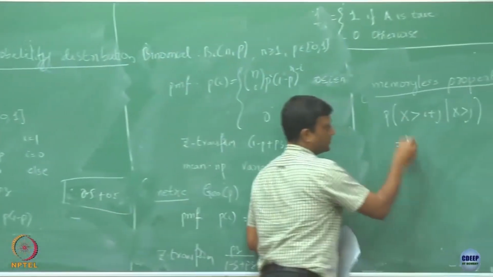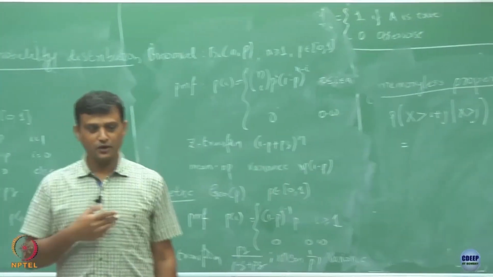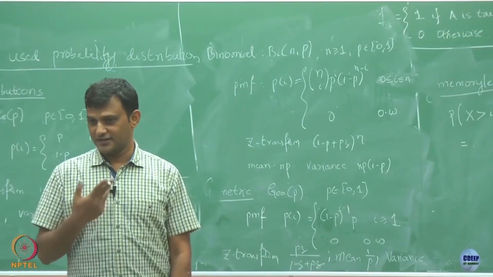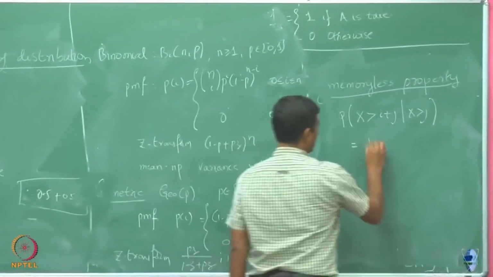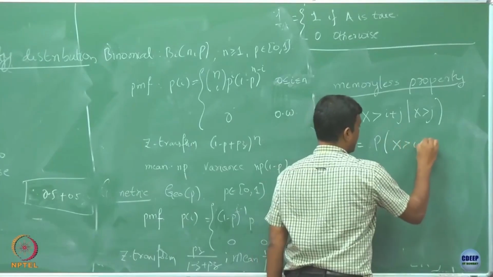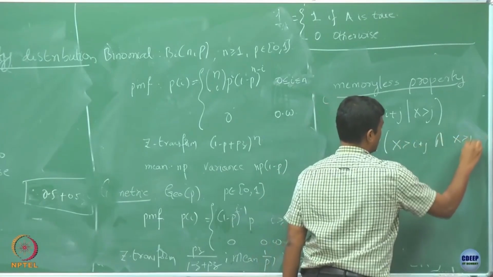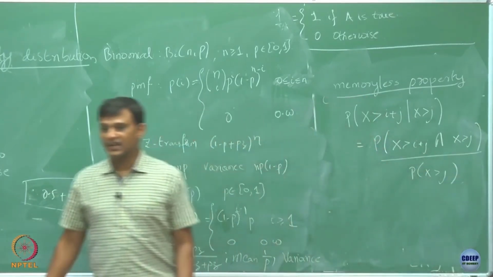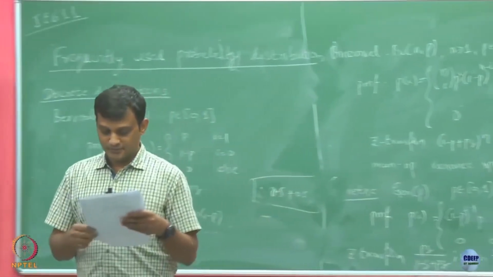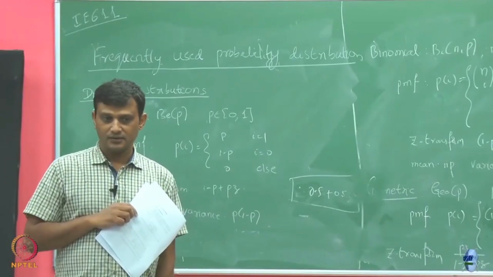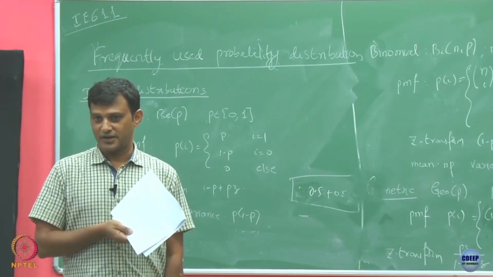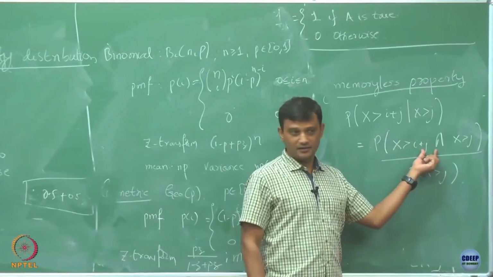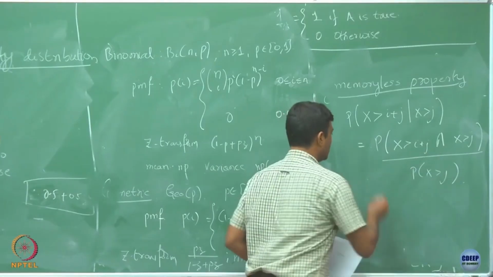So I have this expression. When I have this, all I know is that this is a conditional probability. I am going to apply the definition of conditional probability and see what this looks like. So this is the probability of x greater than i plus j intersection x greater than j, given x greater than j. I have just applied the definition of conditional probability. Now what is the probability in the numerator? It is x greater than i plus j.